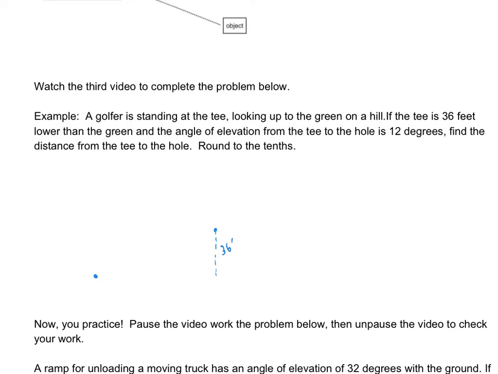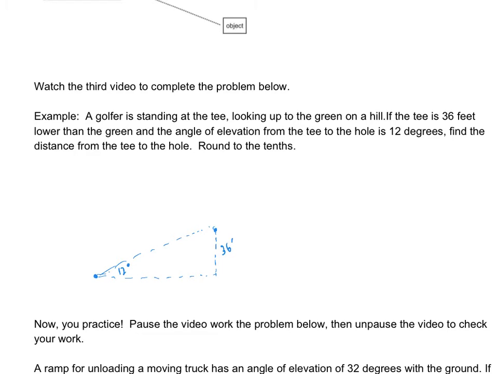Now, an angle of elevation would be, if you were to look out horizontally, the angle of elevation is how far you would have to look up to see the thing you're trying to see. So basically, whenever you're dealing with an angle of elevation or depression problem, you should always have a horizontal line in there somewhere, because that is the reference point for the angle. And they tell you that this angle is 12 degrees.